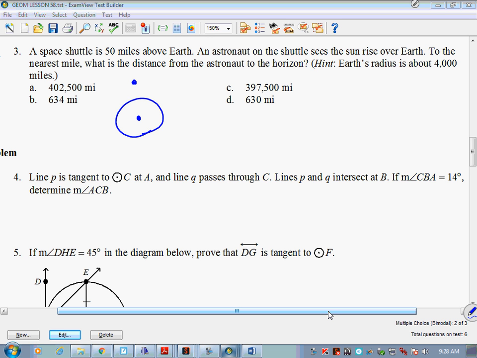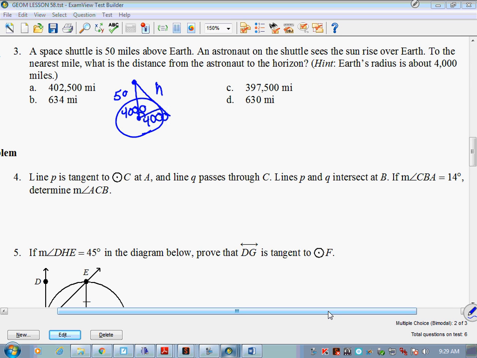What we're going to have a tendency to do is say, well that's 4,000 right there, and that's 50, and that's a right angle, so this is the hypotenuse. And that's wrong. Because your tangent line is that ray of sunlight that's coming across, touching the horizon at exactly one point and moving on. And if you'll remember, the tangent line is the line that's perpendicular.